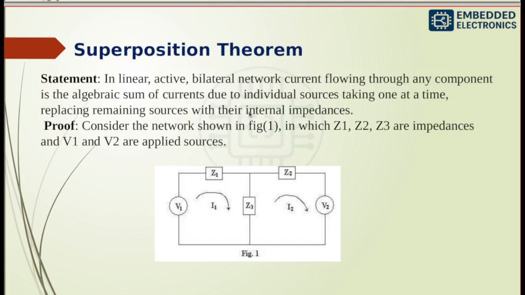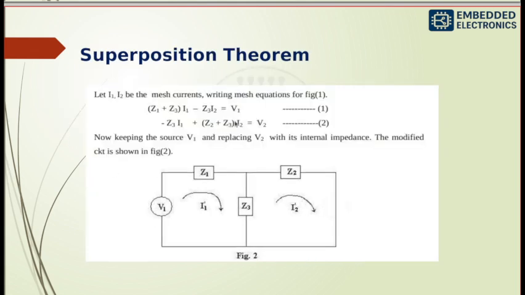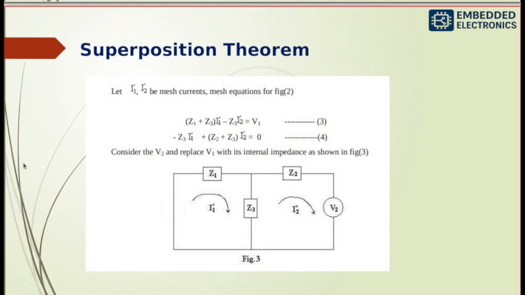Next is the superposition theorem. In a linear active bilateral network, the current flowing through any component is equal to the algebraic sum of currents due to individual sources taking one at a time, replacing the remaining sources with their internal impedance. Now consider the same circuit and apply KVL. Then you will get the same equation which was already explained in the previous theorems. Similarly, we got the values of I1 and IL.